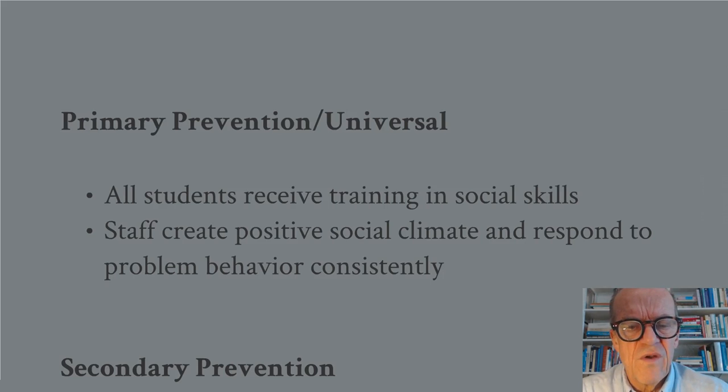First of all, there is a basic involvement of all students in the development of social skills. So students are trained in social skills actively, and staff is also trained in creating a positive social climate and trained to respond to problem behavior in a consistent way. So there is a lot of effort being invested in staff development and in the development of the students as well. And that's a sort of primary prevention strategy, directed towards prevention of disengagement, in which all students are involved and all teachers are involved. That's the first level or the first tier.